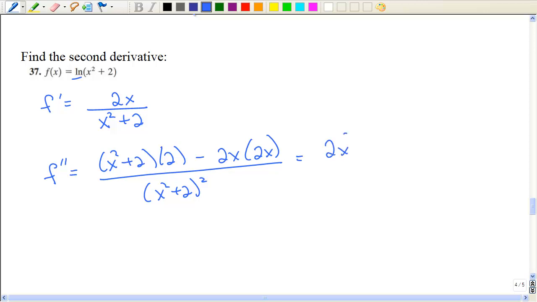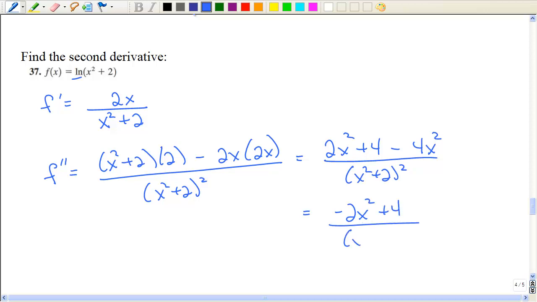Let's see, if I distribute that, I think that's all you can do with that problem.